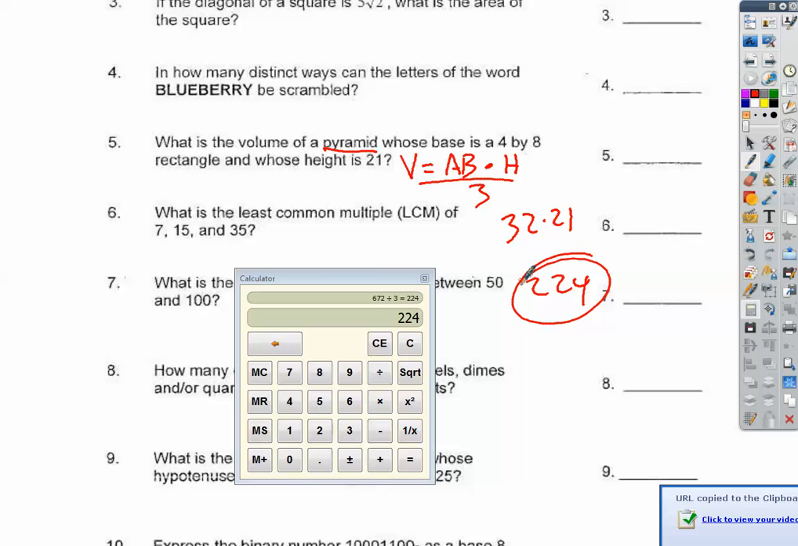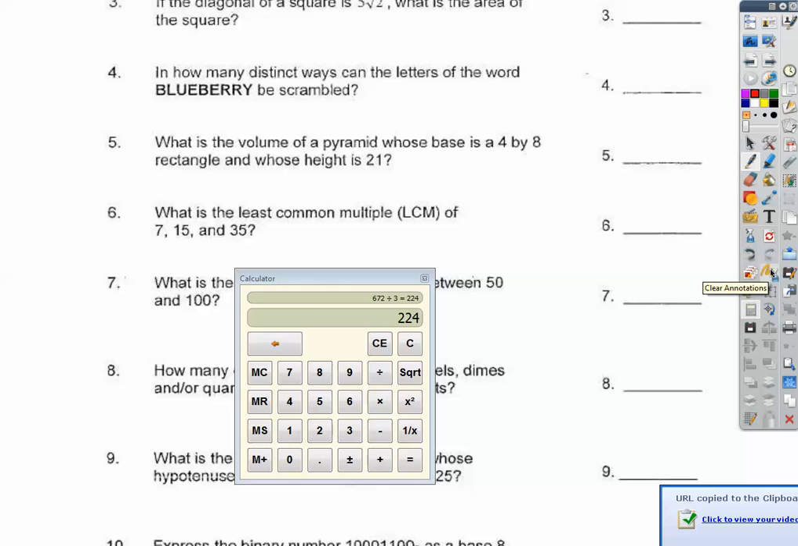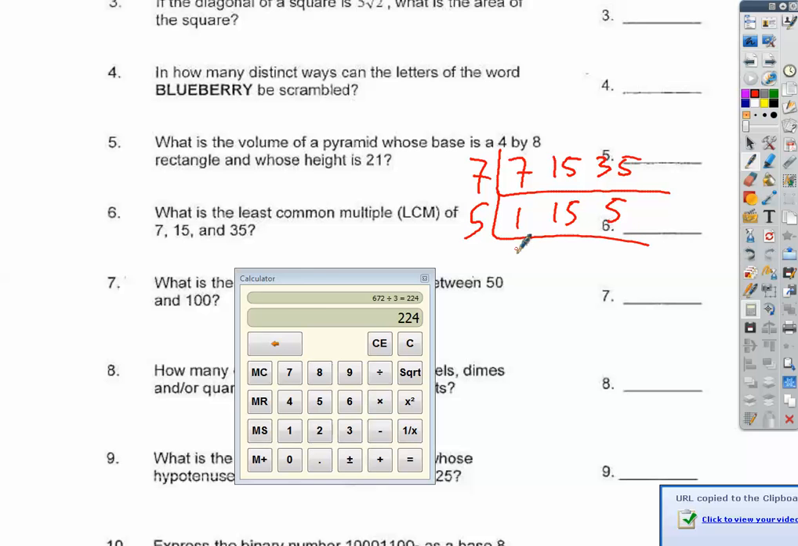224. And there you have it. Number 6. What is the least common multiple? So we have 7, 15, 35. All right, so 7, 1, 15, because 7 doesn't go into 15, and 5. And then 5 goes into this. So 1, 3, 1. So you multiply all of the outside numbers together. So you get 7 times 5 times 3 is 105. And that's the answer.